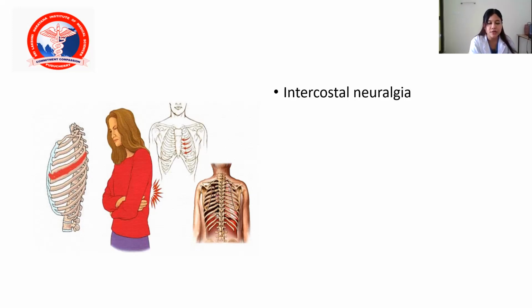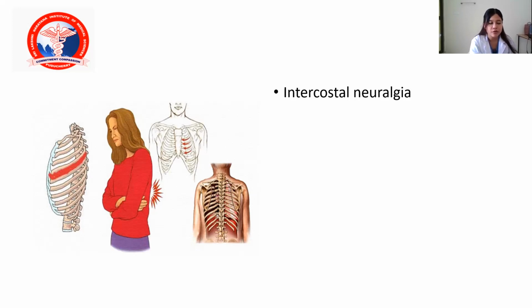The arrangement of this neurovascular bundle we can remember by the mnemonic VAN, that is, V for vein, the intercostal veins, then the intercostal arteries, then the intercostal nerves. As the intercostal nerves are present in the lowermost part, definitely they will have the longest course amongst all the neurovascular contents of this costal groove.